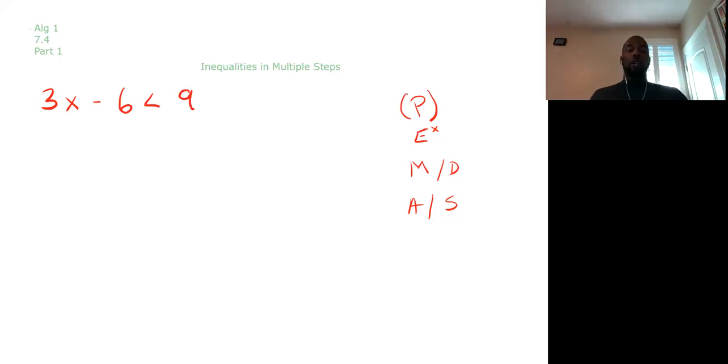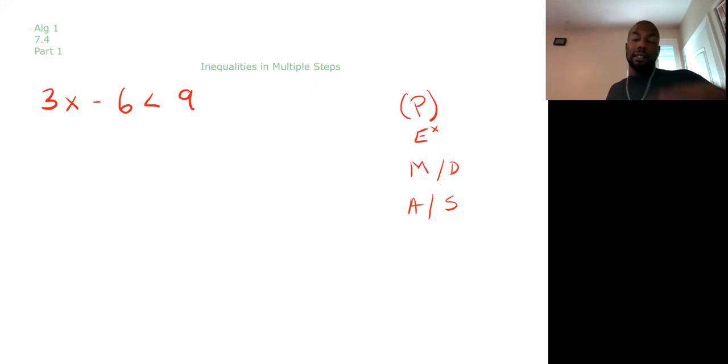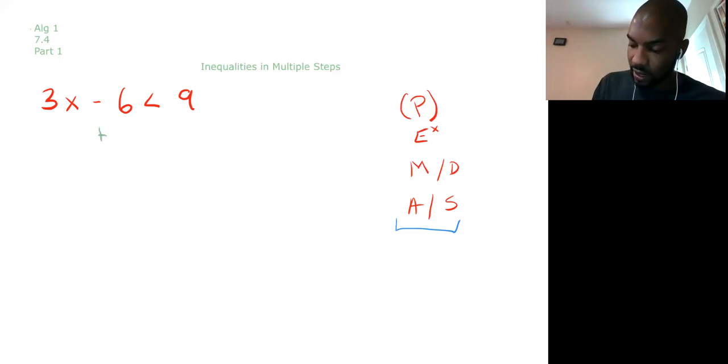So 3 times some number, take away 6, is less than 9. I misspoke, less than 9. All right, so I do the exact same steps then. First, I check my addition and subtraction. Is there addition or subtraction? Yes, there is. There's a -6, so I do a +6.